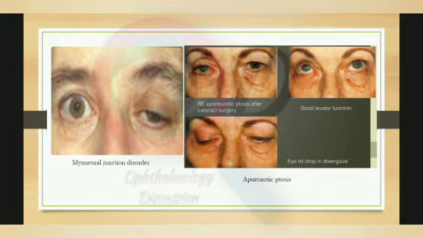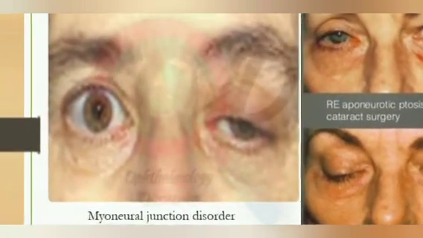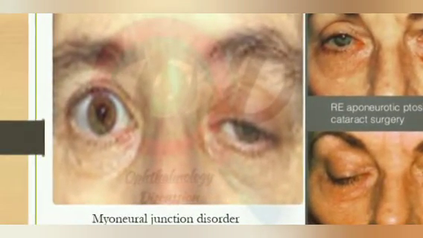Now myoneural junction disorder. What happens with myoneural junction disorder? It may change your facial expressions. If your facial expression gets changed, you can see here the left eye is changed from its normal position.